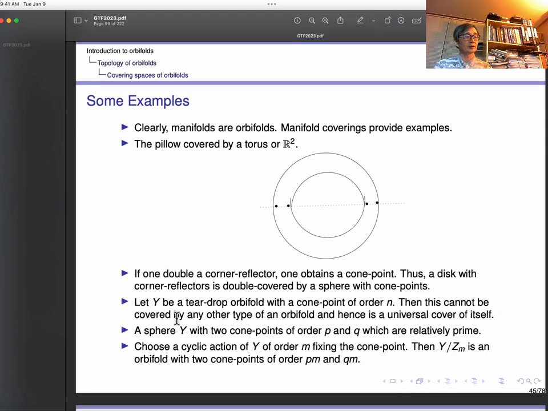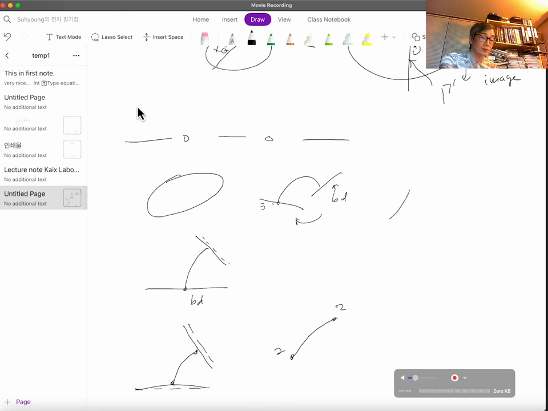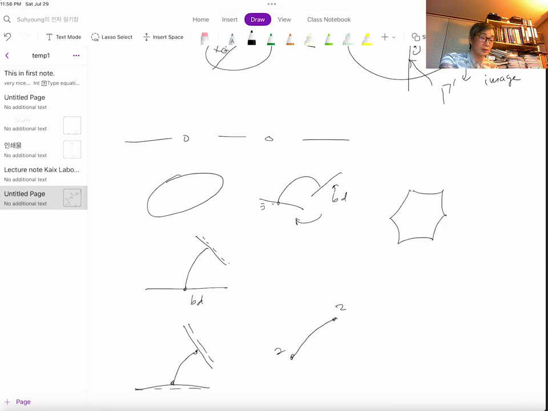So if you have a disk with the boundary, which is a corner reflector, and you double it, then you get a sphere with cone points in the corresponding places. Okay, that's what I mean here. So I should write more carefully. We have some disk with the corner reflector. If you do the double construction, then this will be doubled, and there will be cone points of the same order in the same places. So if this was a dihedral group of order 2p, then this will be of order p, and so on.